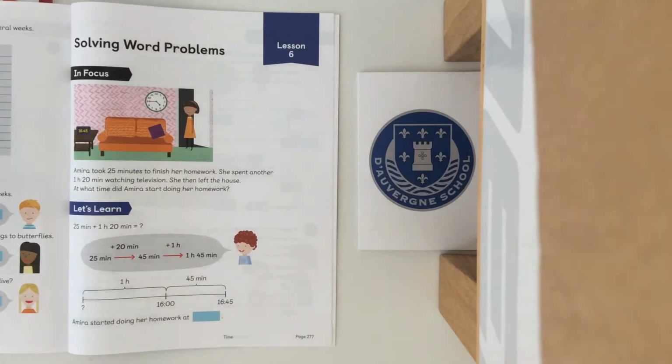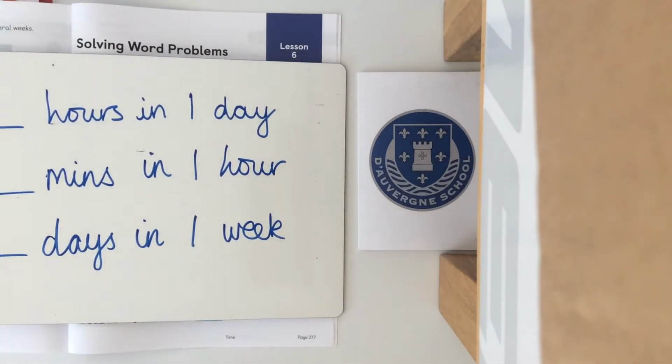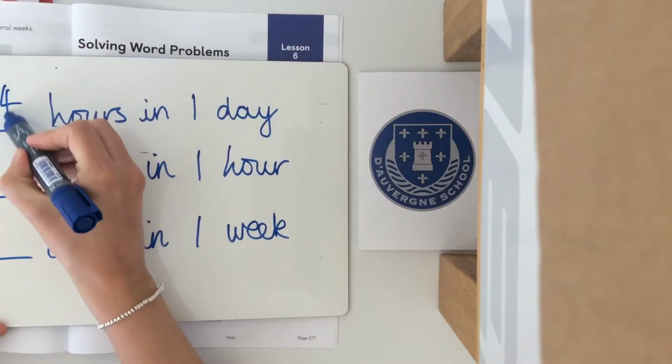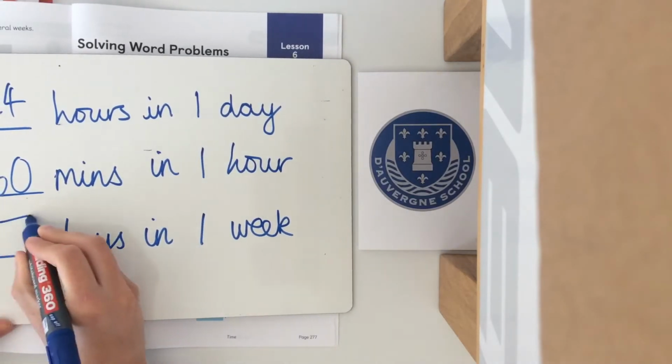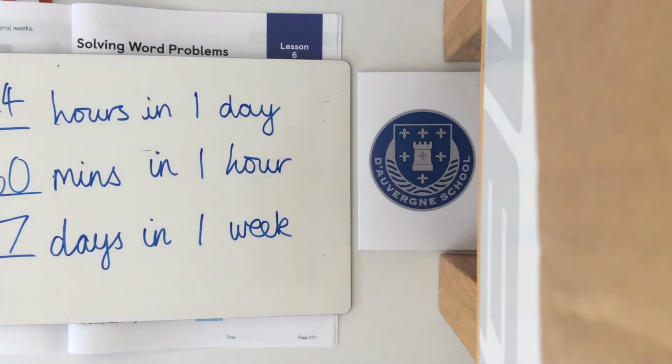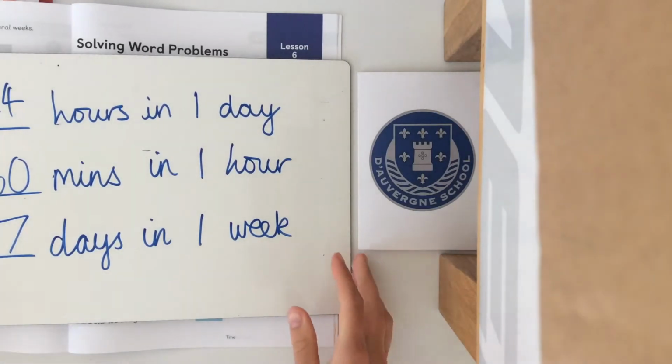So before we begin, we're just going to have a little catch up. I'd like you to have a go at telling me how many hours are in a day, how many minutes in 1 hour, and how many days in 1 week. So just pause that there whilst you give that a go, please. So you should have 24 hours in 1 day, 60 minutes in 1 hour, and 7 days in 1 week. Well done if you got that correct.